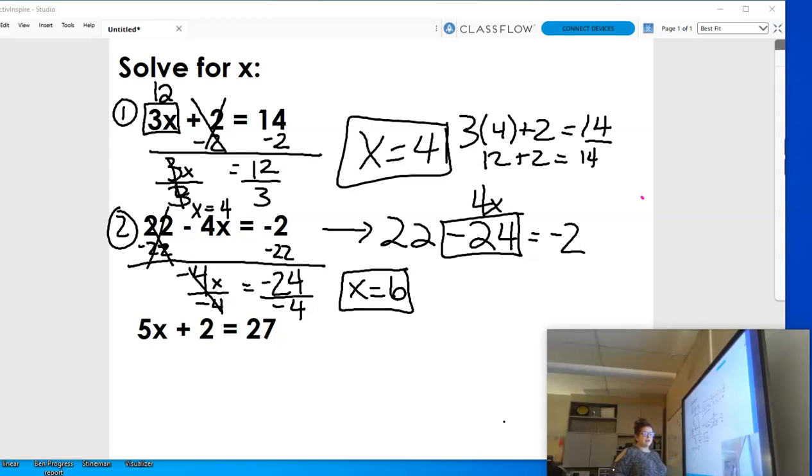If you don't trust your steps there to get you to the right place, you can always take that 6 and plug it back in for x to make sure you get the right thing. So you can put a 6 right there over x and think about, okay, that's 4 times 6, that's 24. 22 minus 24 gets me negative 2, so I know I'm right.